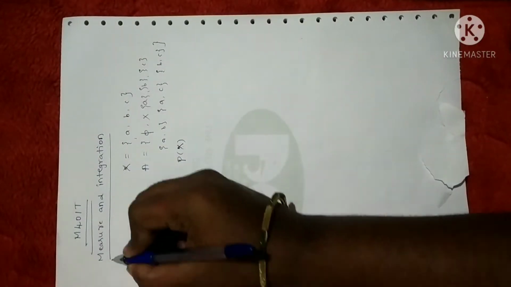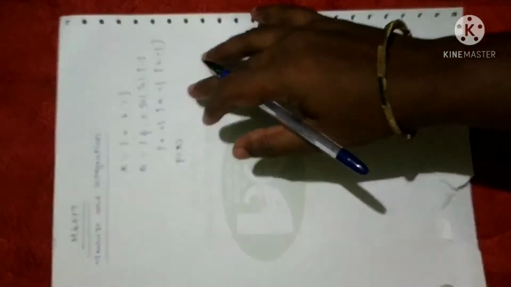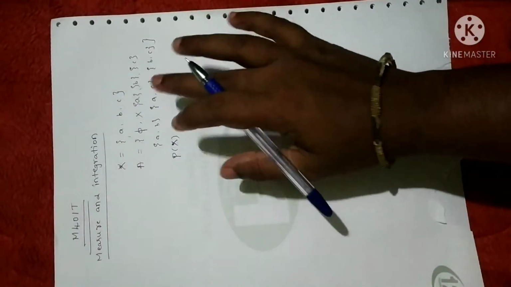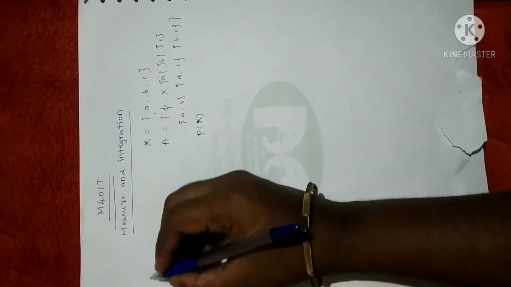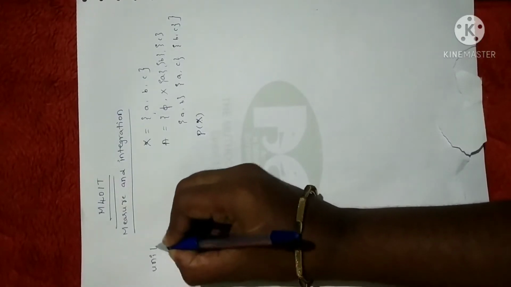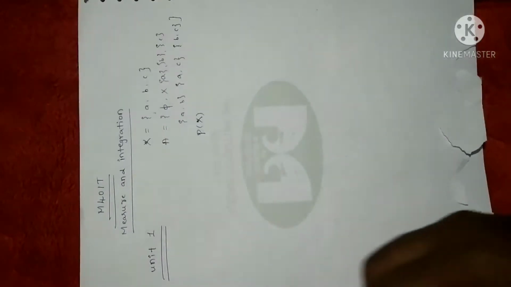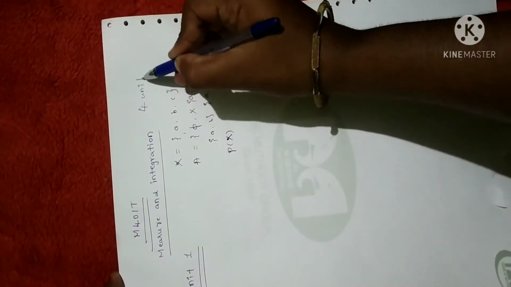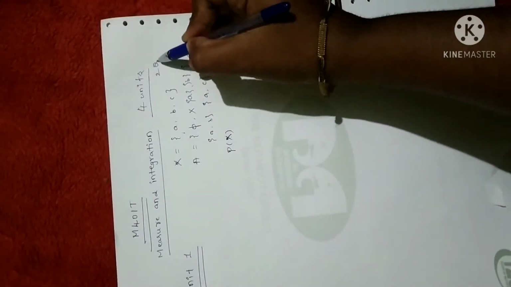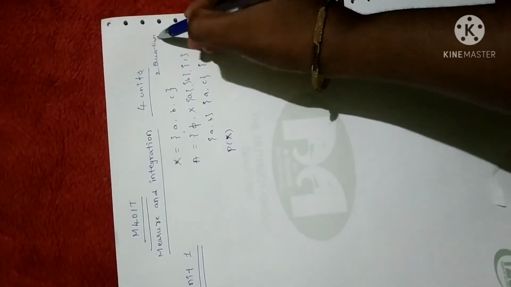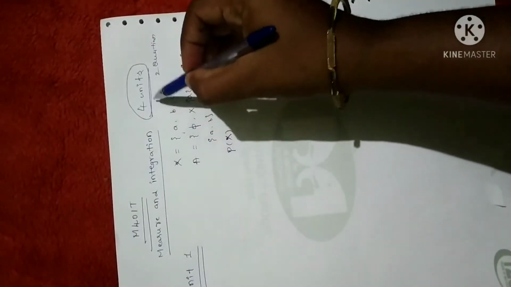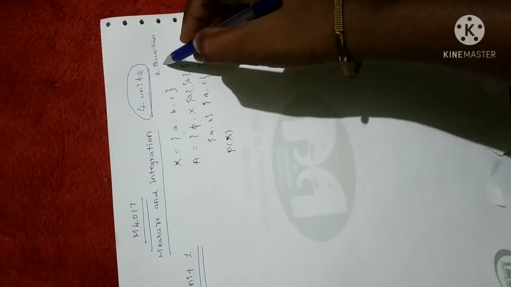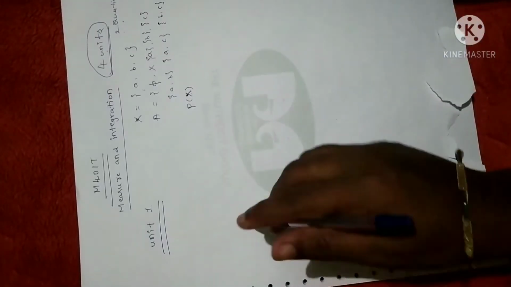Fine. Now, coming to the concept of measure and integration, this is the basic thing you just need to know. Hope it is clear for you. Let me start with unit 1. In this paper, you have totally 4 units. In each unit, you will get 2 questions, as in fluid dynamics, it is also the same. So let me start with unit 1.